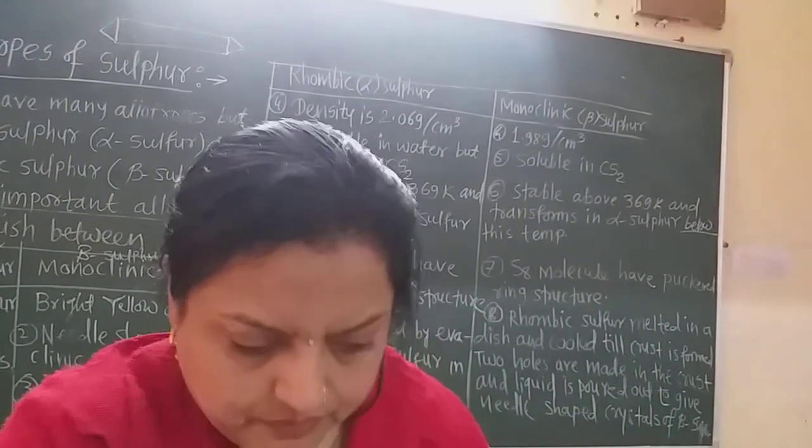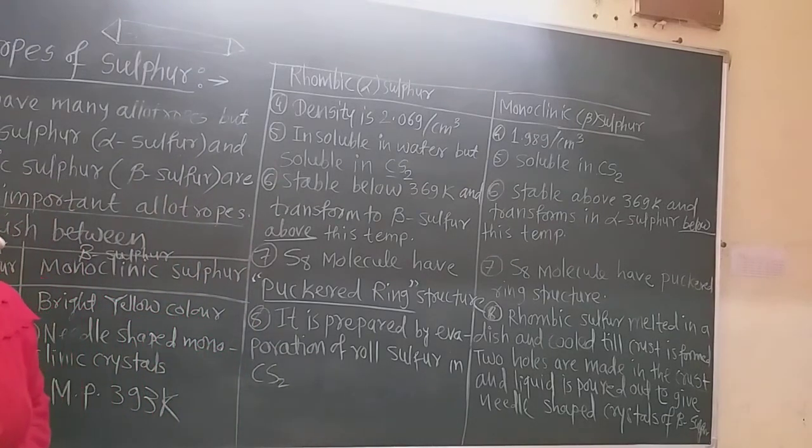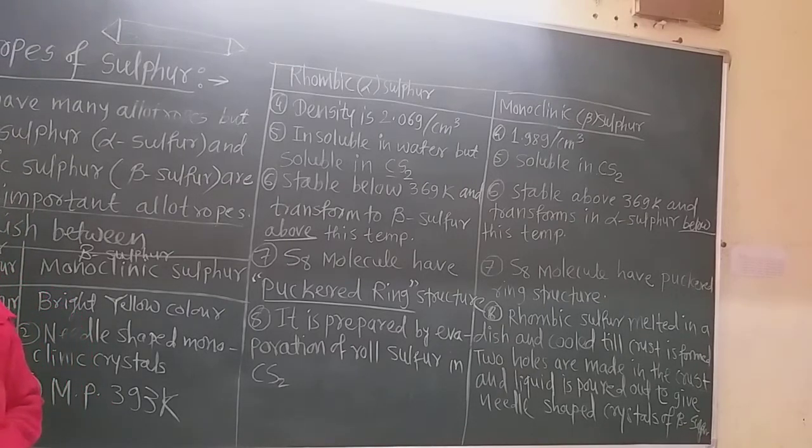See here again, at which temperature the monoclinic sulfur is stable. That is the very difference between them: the rhombic sulfur is stable below 369 Kelvin and monoclinic sulfur is stable above 369 Kelvin, because that is more stable.